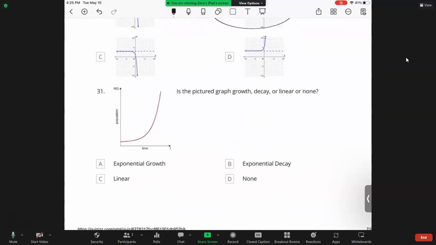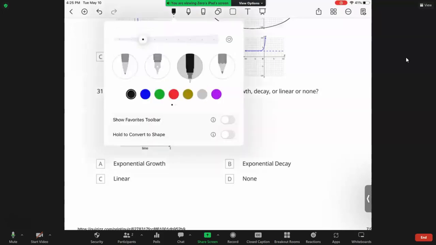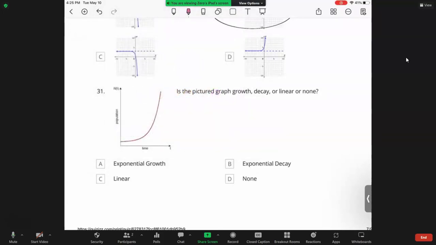This graph here shows exponential growth, decay, or linear. Well, it's not a line, so that's wrong. So it goes up, that would be growth.